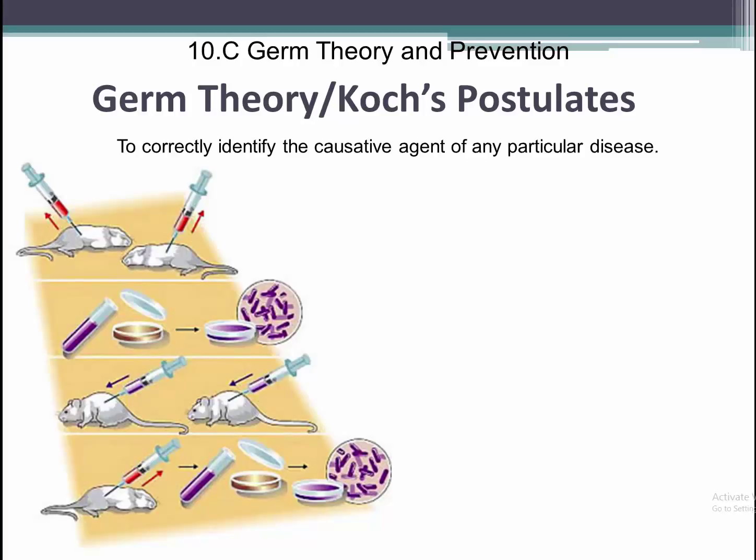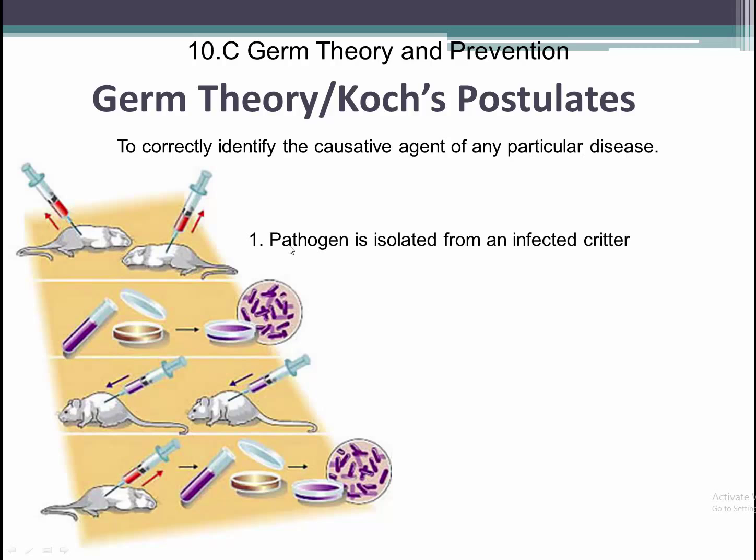Okay, welcome to 10C. This is the germ theory and prevention. We're going to start talking about the germ theory. It's also called Koch's postulates, and this is to correctly identify a causative agent, or an agent that causes a problem for any particular disease.